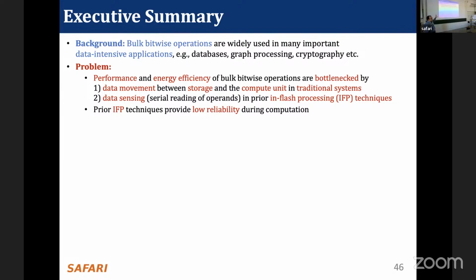We will get to the definition of data sensing. This is really related to flash memory, so we'll discuss it in more detail very soon. But I would like to briefly describe a little bit more about this data movement problem.